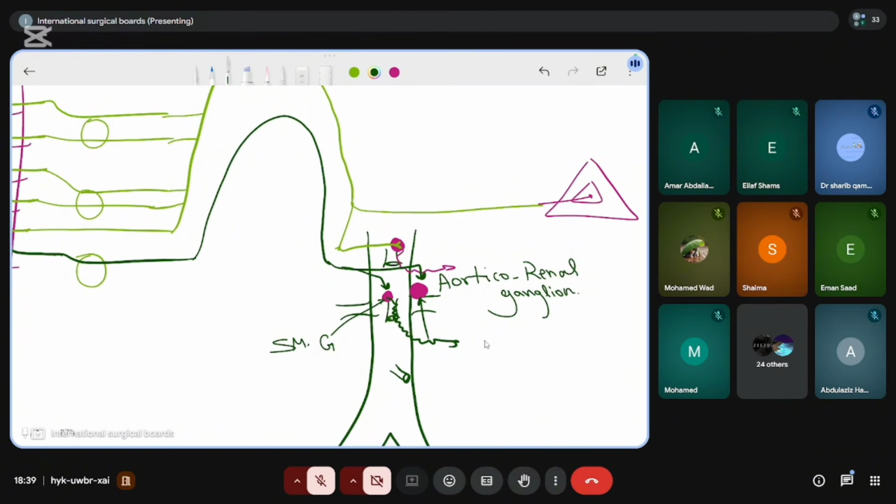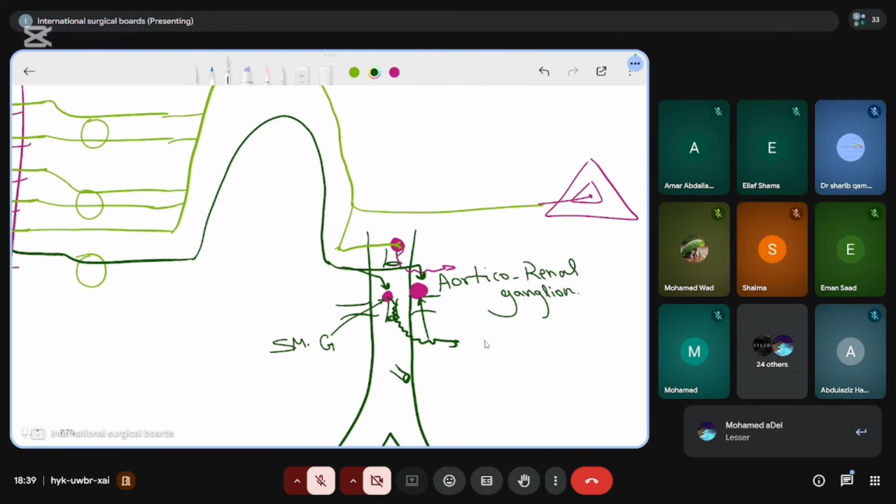What's the name of this nerve? It comes from T10, goes to the foregut, and supplies the foregut. What's the name of that nerve? Midgut. What's the name of this nerve? Thank you. Lesser splanchnic nerve.